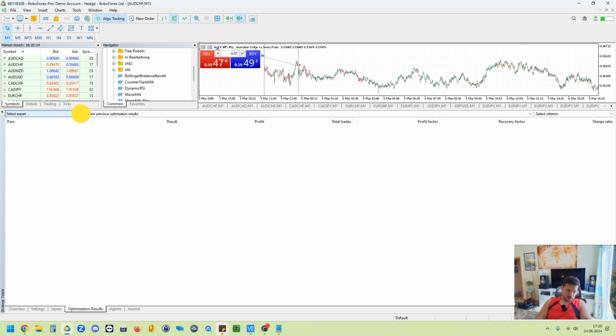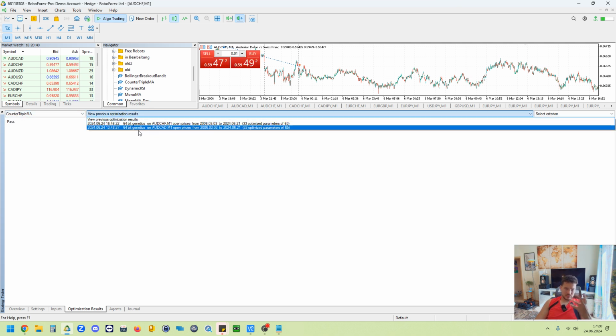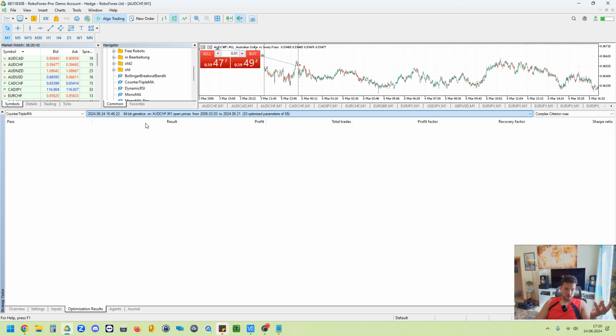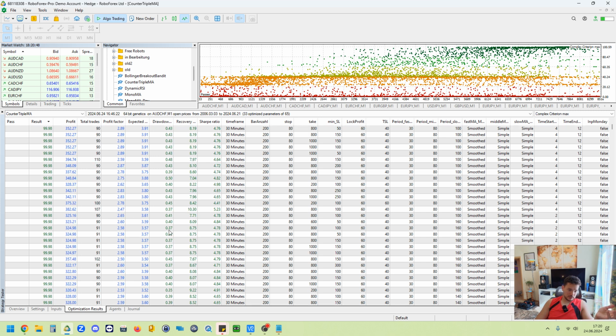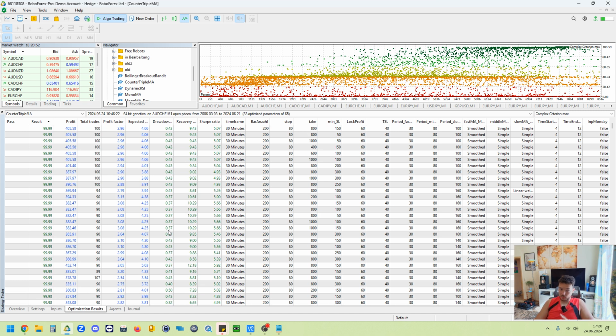I just started to backtest it. You see you have the mono MA, the triple MA, counter triple MA. This is it. And I just made two backtests of today, like starting and stuff. Here you have the table. This is the result. This is how a profitable pair can look like. Not all pairs look like this.